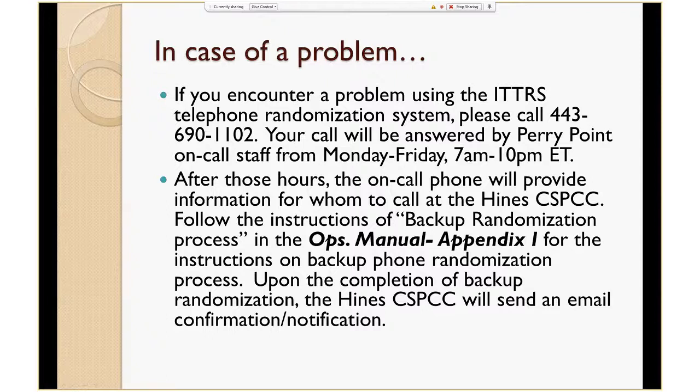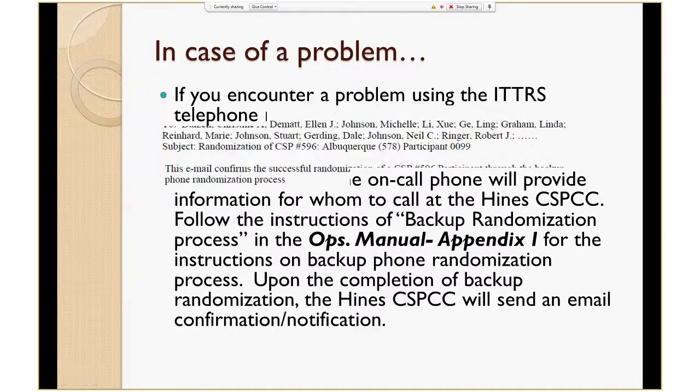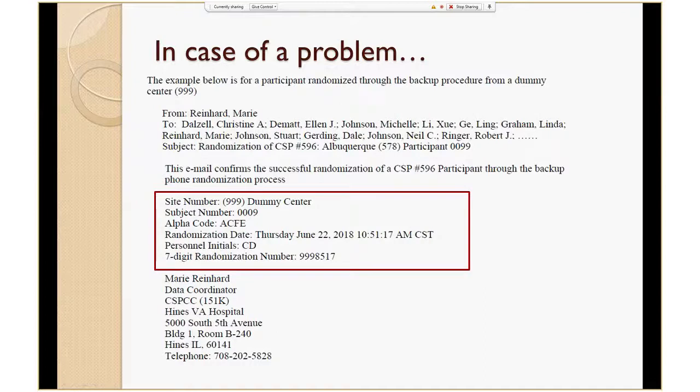And if a randomization has to be done using the backup process, there will be an email that you will get to confirm that they've been randomized. And eventually you'll get the same documentation that the system sends out, because it will have to enter it into the randomization telephone system once it's back up and running.